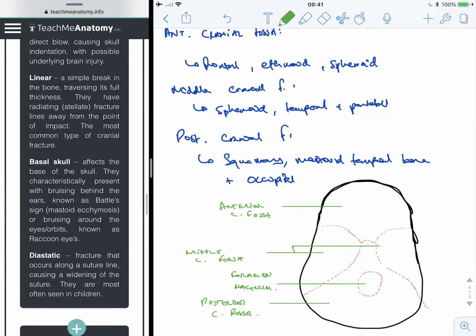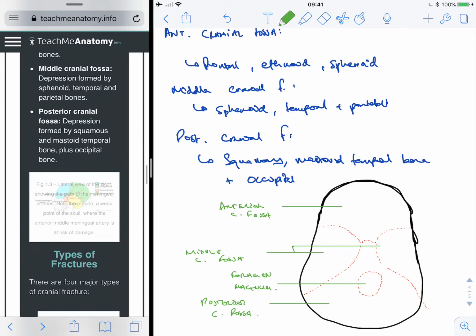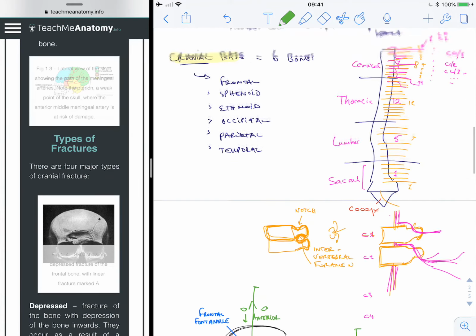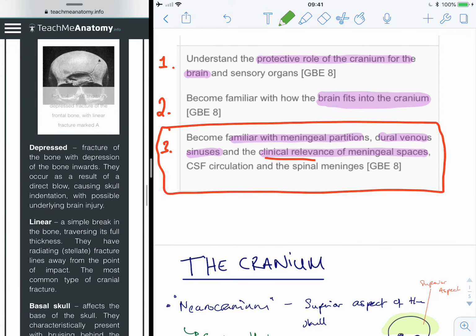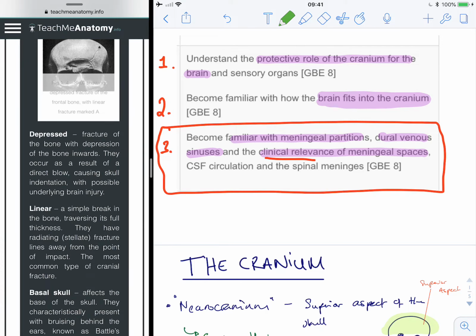Let's have a little read through these clinical notes, and we'll leave it at that. So these are the types of fractures, which I believe was one of the intended learning objectives. No, it wasn't. We haven't really gone through much. We certainly haven't looked at the meninges. Maybe we'll do that tomorrow. I'll make another video specifically on the meninges. We've looked at how the brain fits. No, we haven't really. We've literally just looked at the cranial anatomy.